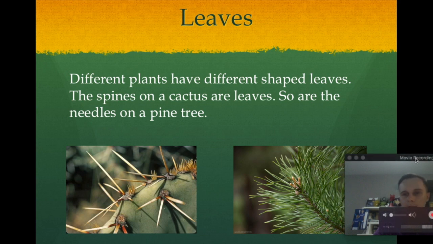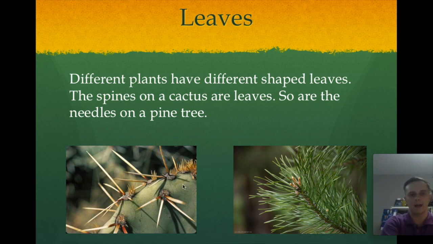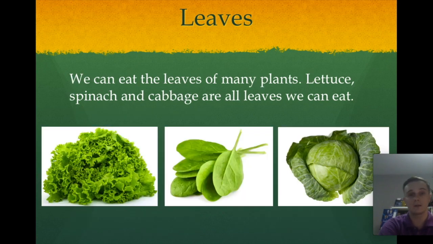But some plants have different shape leaves. So spines on a cactus, you might not realize that those are leaves, but they are. And the needles on a pine tree are different shape leaves. And again, there are some leaves that we eat. So lettuce, spinach, and my least favorite, cabbage. These are all leaves that you can eat.